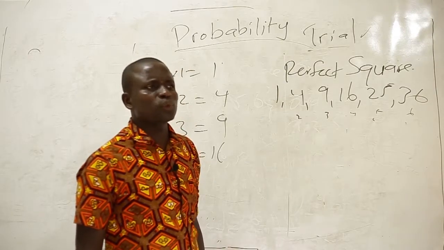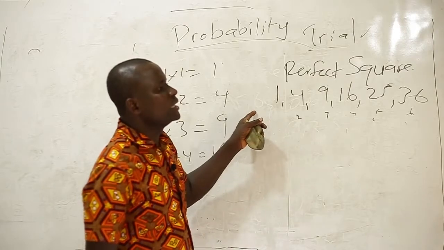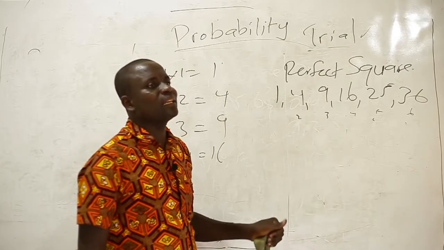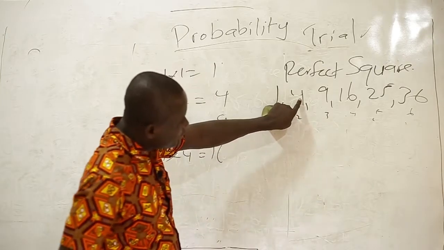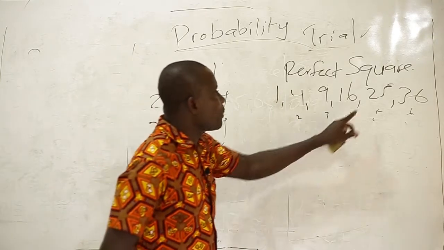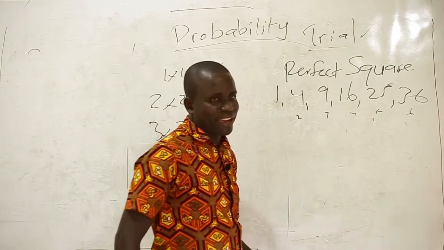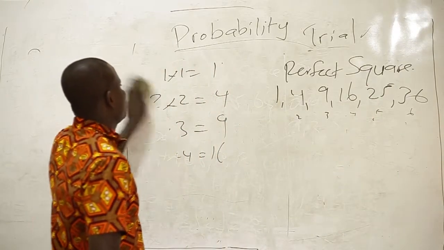8 is not a perfect square. Why? Because there's no number that can multiply itself to give you exactly 8. But there is a number that can multiply itself to give you 4, which is what? 2. There's a number that can multiply itself to give you 25. So they are perfect squares.